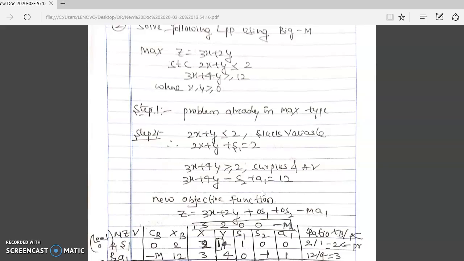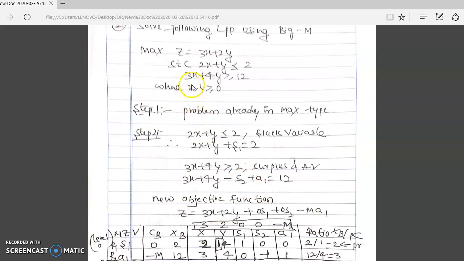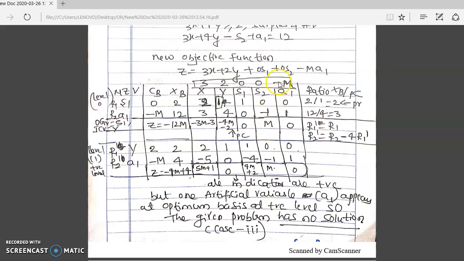Then we solve the second example, Z equal to 3x plus 2y. Here the given problem is already in terms of maximization, so no need to convert it. Then slack variable, so plus s1, surplus variable, so minus s2 plus a1. So in the NZV column, s1 and a1. So rewrite the equation. There is only one artificial variable, so minus M. Then write the coefficients as they are.